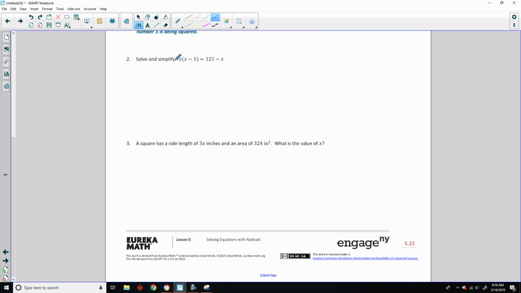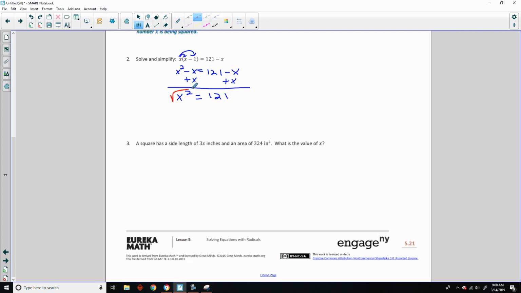Okay, let's use blue this time. Solve and simplify this. Nothing I can do on the right, but there's the distributive property here. I get x squared minus x times negative 1 is x equals 121 minus x. Okay, I want to get all my x's on the left in this case. The linear terms are opposite, so they cancel, and I get 121, and these cancel.